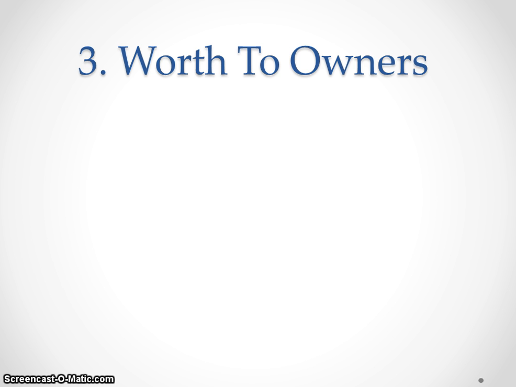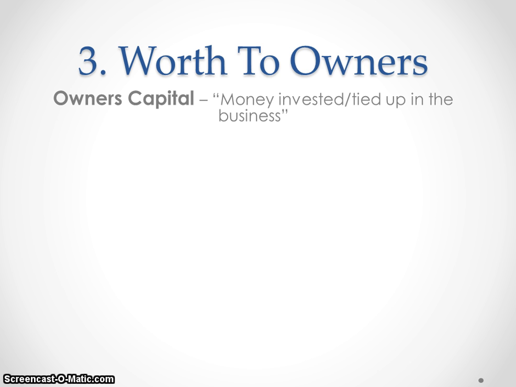Our final category is going to be something that we kind of call what the business is worth to the owners. We call it our owner's capital. Okay? And this is money that the owners of the business, whether it's one person, whether it's a partnership and it's two people, or if the company is a public company, this would be all of your shareholders, all the money they spent to buy the shares, the money that's been invested or tied up in the business.